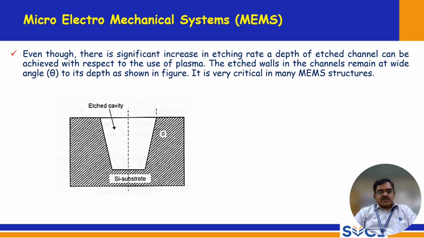Even though there is a significant increase in etching rate, a depth of etched channel can be achieved with respect to the use of plasma. The etched walls in the channels remain at a wide angle theta to its depth, as shown in the figure. This is very critical in many MEMS structures. So this is the etched cavity shown here, a simple diagram of an etched cavity.